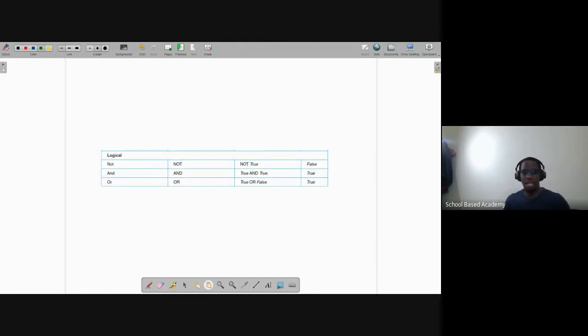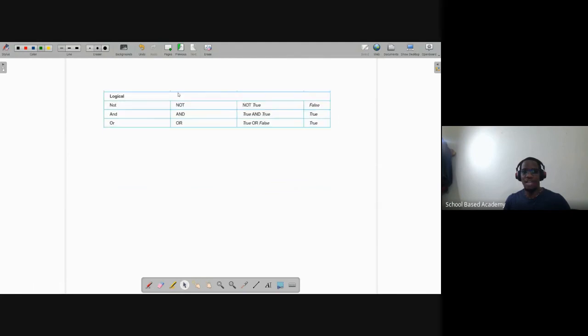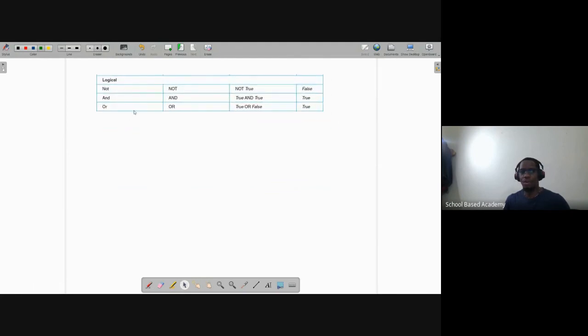So you have your logical operators, and we just have three logical operators: not, and, or. And we have to execute them in that order. This is the order that they get executed in when we have a statement to make, right? Not, and, or.